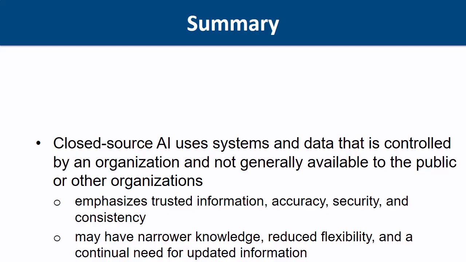There are important differences between open and closed approaches to artificial intelligence. Open approaches can provide flexibility, customization, broad information access, and opportunities for innovation, but they may also introduce concerns involving hallucinations, misinformation, and inconsistent reliability. Closed or more controlled approaches may emphasize trusted information, accuracy, security, and consistency, but they can also have narrower knowledge, reduced flexibility, and a continual need for updated information.